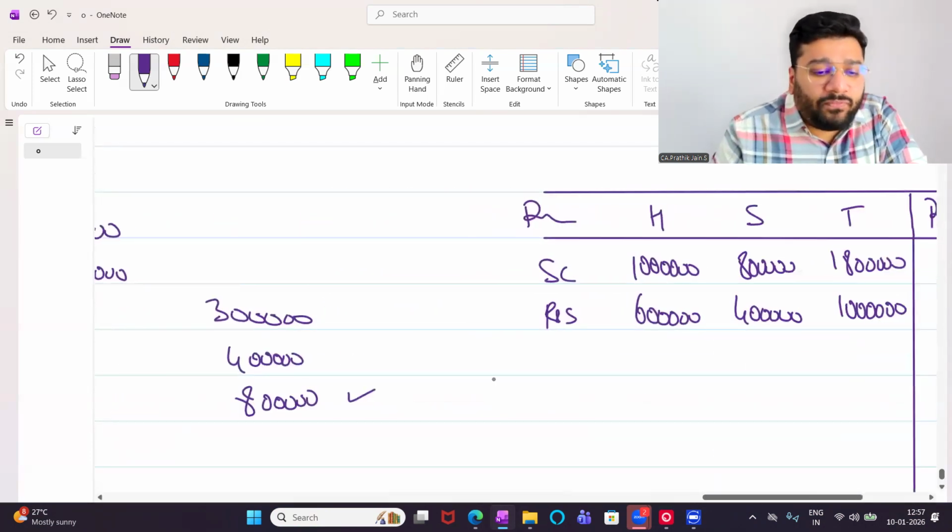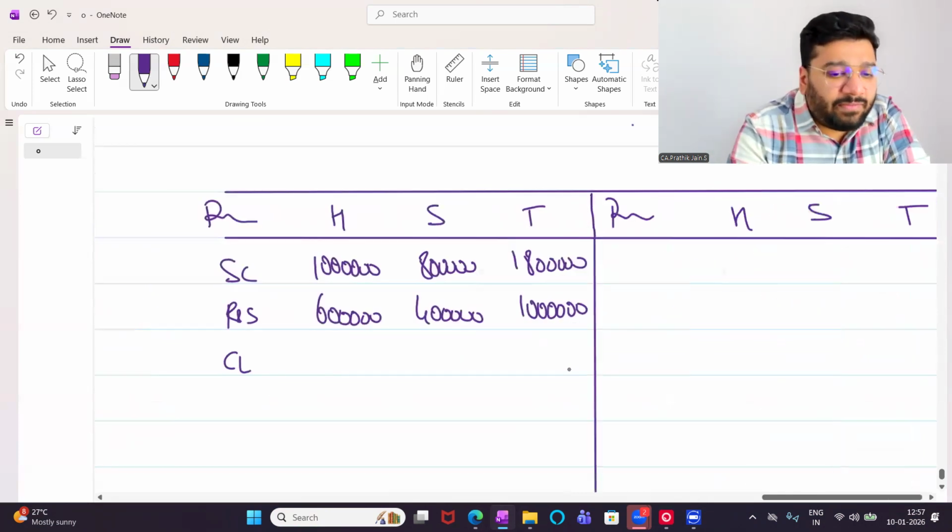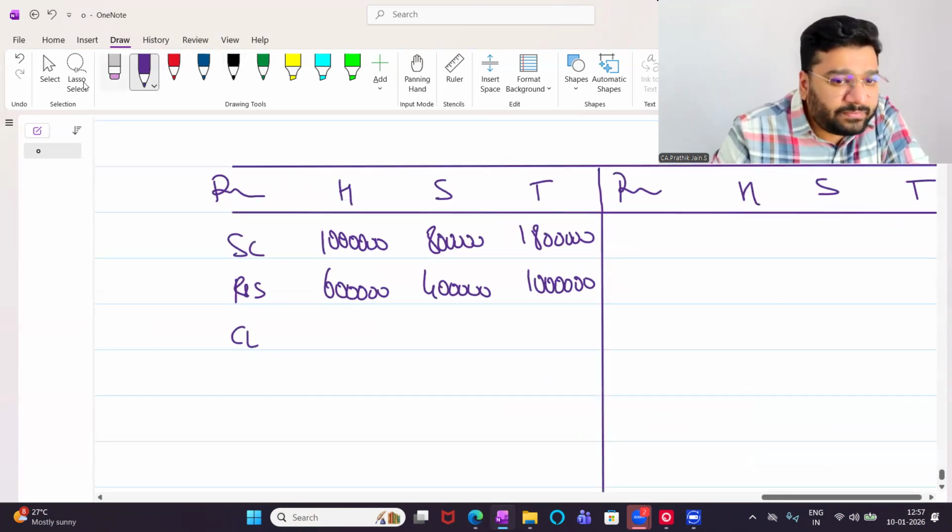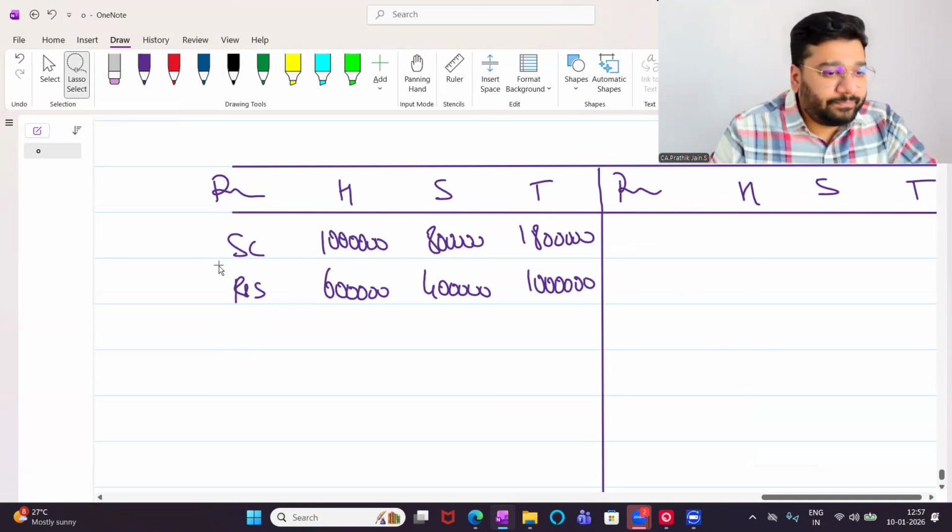Current liability of, can I leave one line gap in between for convenience? One second, one second. This luxury only I have.